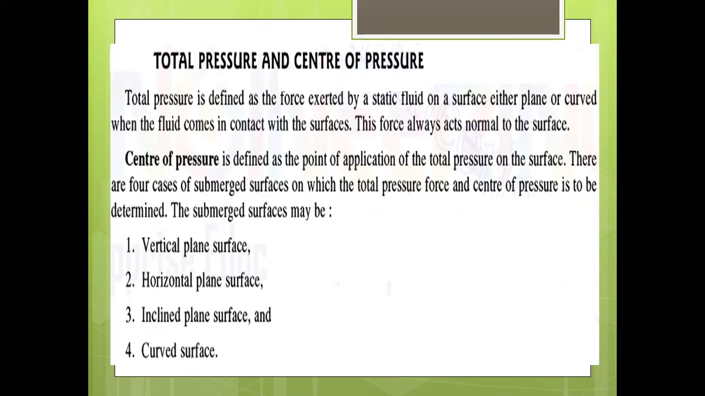There are four cases of submerged surfaces on which the total pressure force and center of pressure are to be determined. The submerged surfaces may be: first, vertical plane surface; second, horizontal plane surface; third, inclined plane surface; and fourth, the curved surface. Hence, these are the four cases of the submerged surfaces. We will see them one by one.